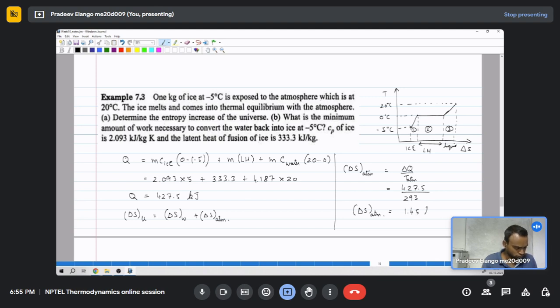So it is 1.45 Kelvin, and we need to be clear with the sign. The atmosphere is losing heat to the ice or the water. Now then the delta Q will be negative, minus 427 for the atmosphere, and the entropy change is also negative.